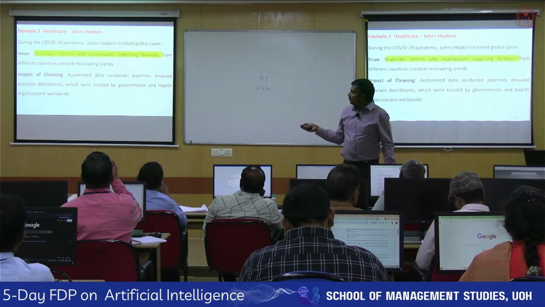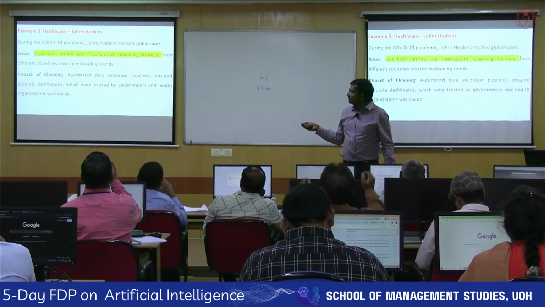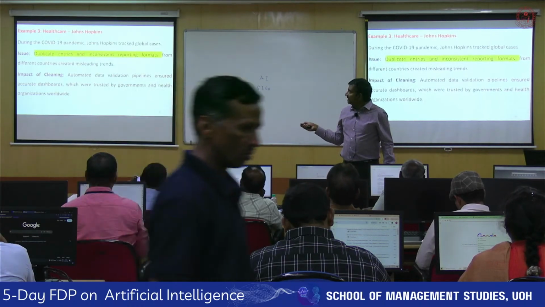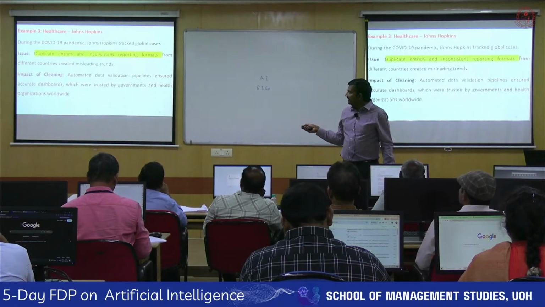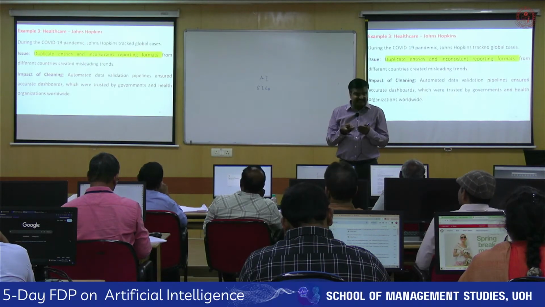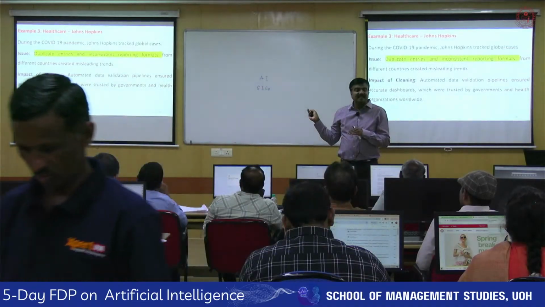Healthcare also has duplicates. This is another example. At Johns Hopkins Hospital, because of duplicate and inconsistent reporting data, they took a wrong decision. This is another example of a data quality issue.